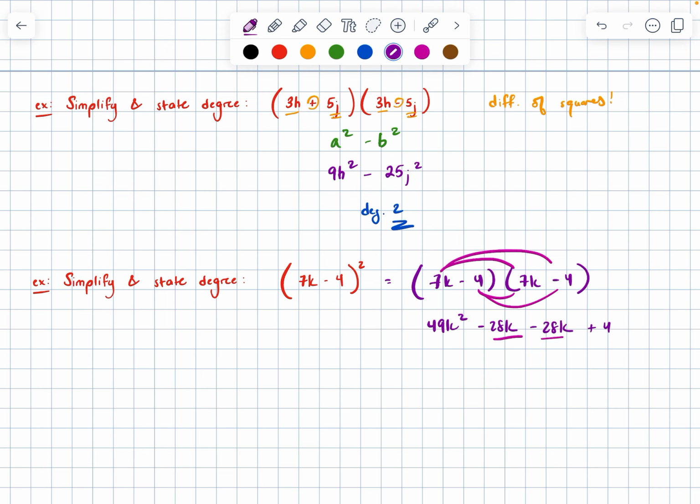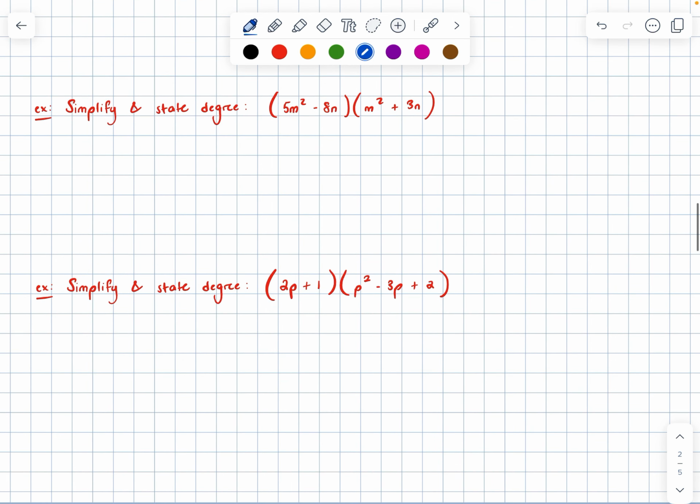Last move, combine any like terms that I see. 49k squared minus 56k plus 4. Nope, 4. Oh my goodness. Mr. Volel wants your arithmetic, my dude. This is 16 at the back. Now, the degree of this polynomial, right, it's already in standard form, is 2.